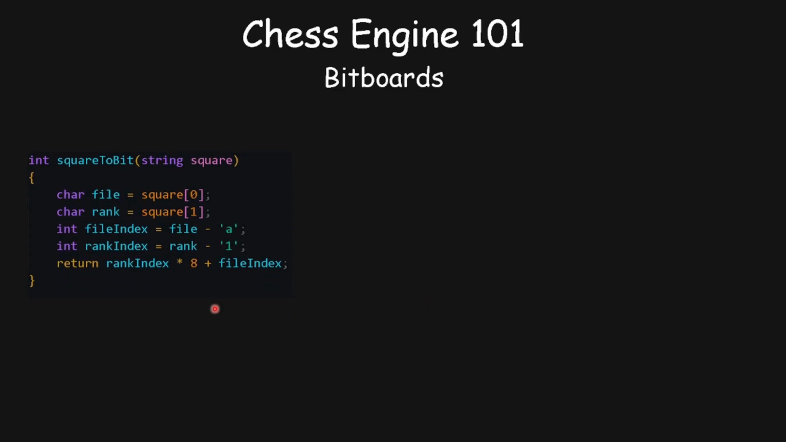Now to get into some of the fun functions. As you can see here, we have a square to bit function. It takes the file as a char and the rank as a char. Now to get the file index, from the file we just remove the letters, so E2, E4, and we're left with the rank. Now to get the rank index, we can just remove the rank from the 1 character. And to get the final bit, we just multiply the rank index by 8, because that's the number of zeros, and add the file index on top of it.